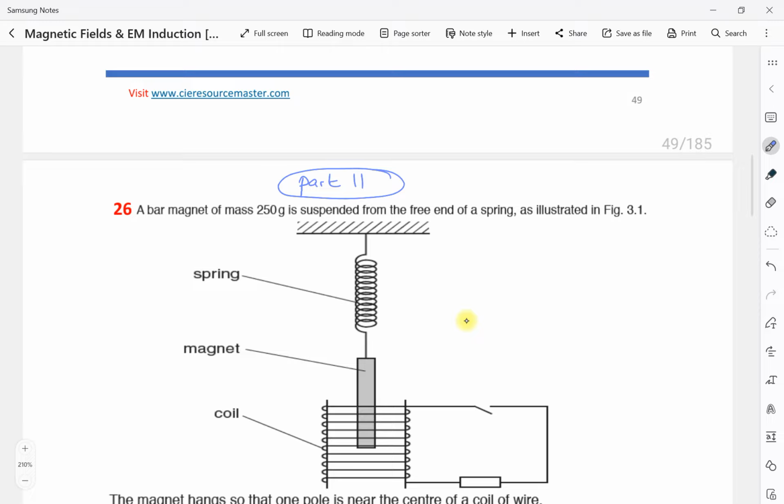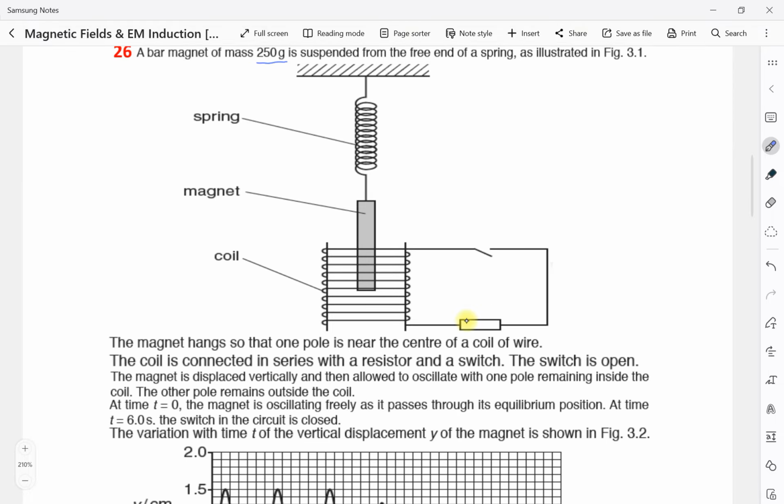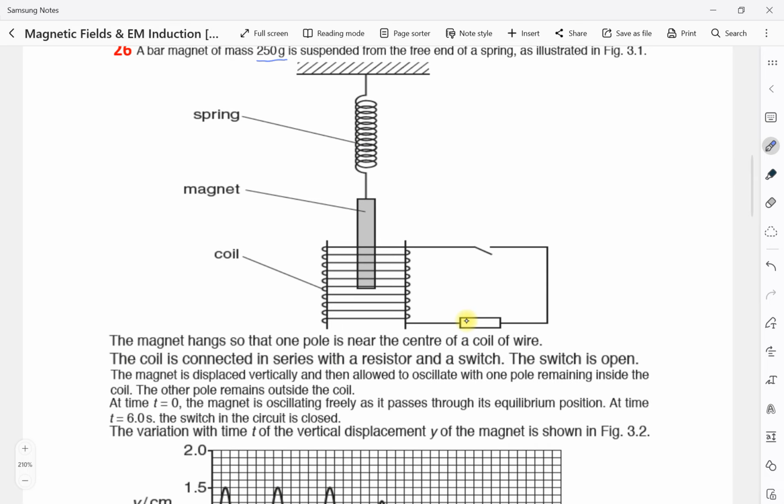You can also find that on the website, or you can write to me and I tell you how to obtain the document. So question 26: a bar magnet of mass 250 grams is suspended from the free end of a spring as illustrated here. The magnet hangs so that one pole is near the center of a coil as shown here. The coil is connected in series with a resistor and the switch. So it means there is a possibility of power being dissipated in the resistor as thermal energy.